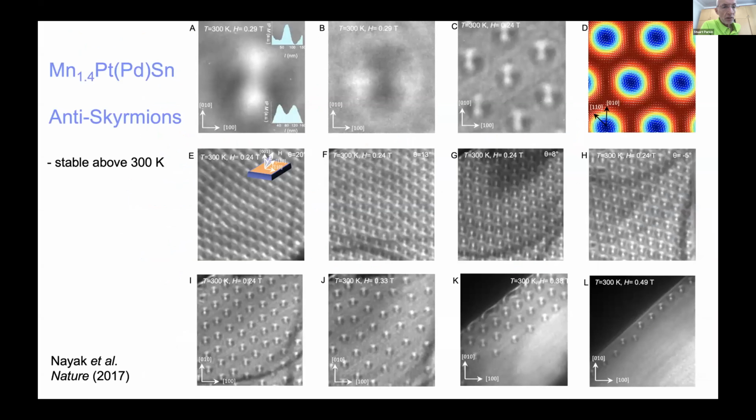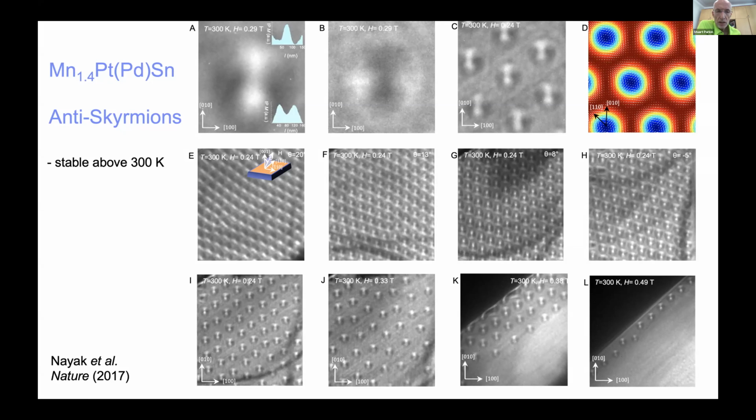And then this is what we found. So this is our work. We discovered this anti-skyrmion in this manganese platinum tin Heusler compound, although in order to form these crystals, the group of Claudia Felser found that they could only form these crystals if there was a strong deficiency of manganese. So the manganese is only 1.4, it's not 2.